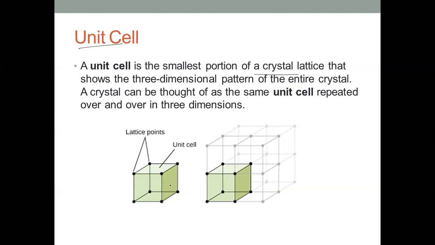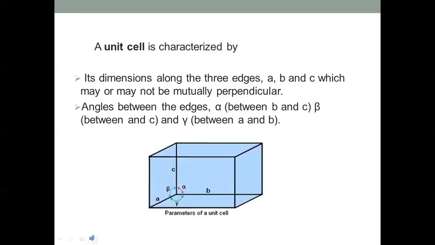This is a single unit cell, and these are the lattice points in this unit cell. This unit cell is characterized by 3 dimensions. Its dimensions can be represented by the edges A, B, and C, which may or may not be mutually perpendicular to each other, and the angles between them are represented by alpha, beta, and gamma. Between B and C edges it is called alpha, between A and C it is called beta, and between A and B it is called gamma.